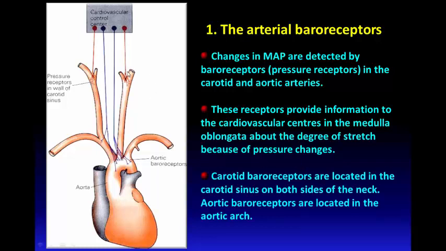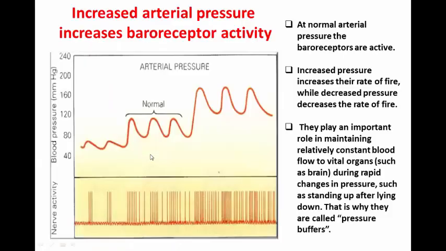The carotid baroreceptors are located in the carotid sinuses on both sides of the neck, and the aortic baroreceptors are located in the arch of the aorta, as I just mentioned. This diagram shows the activity of the arterial baroreceptors. On the y-axis we have the pressure, and on the x-axis we have the activity of the baroreceptors in the form of action potentials generated in the nerves which arise from these baroreceptors.